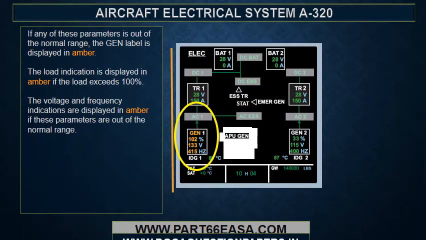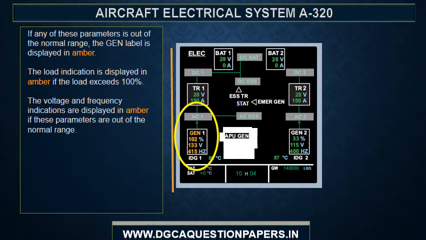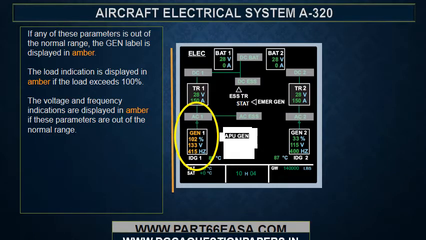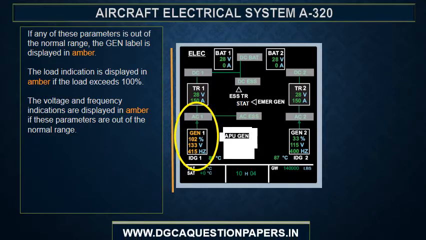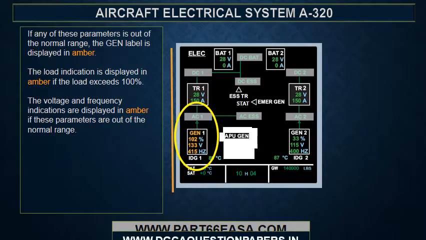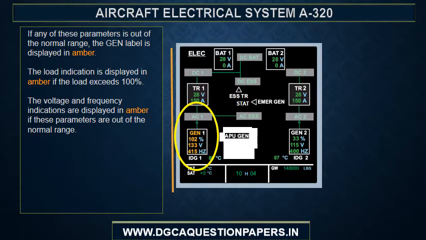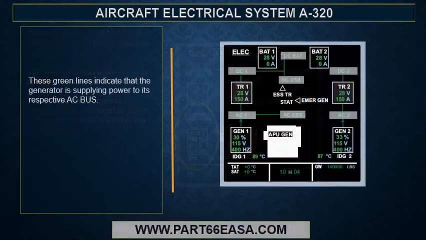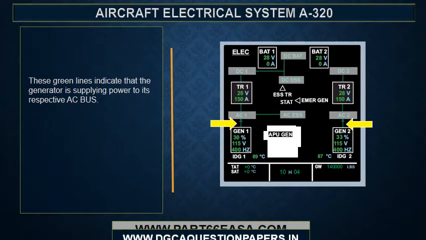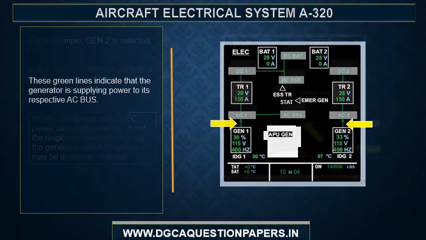If any of these parameters is out of the normal range, the Gen label is displayed in amber. The load indication is displayed in amber if the load exceeds 100%. The voltage and frequency indications are displayed in amber if these parameters are out of the normal range. These green lines indicate that the generator is supplying power to its respective AC bus.